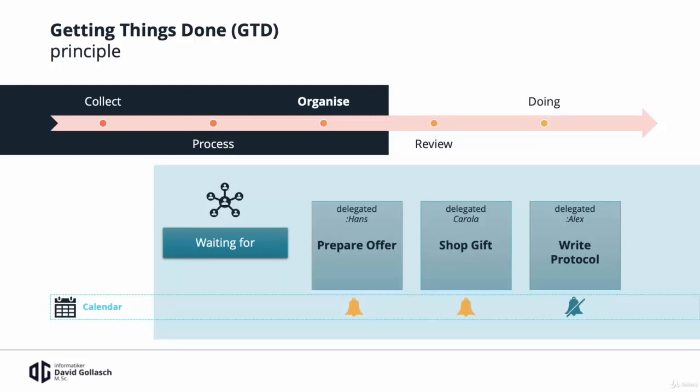Now the waiting for list comprises all those tasks that you delegated. And you delegated to someone, so if you move something onto your waiting for list, you of course should as well add the responsibility, so the person you delegated this task to. Additionally, maybe you want to get notified at a certain time to keep track of this specific delegated task, then you should add as well a reminder by setting, for example, a specific appointment onto your calendar.